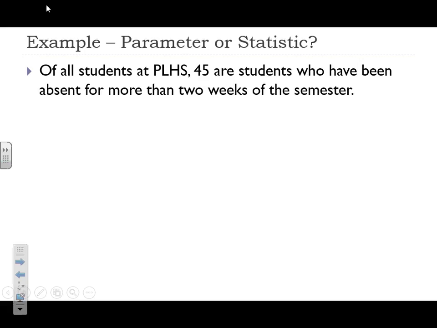What do we think? From the population. How do we know it came from the population? All right. The first phrase here, of all students at PLHS. So they're telling you they looked at every single student. So they looked at every single person in our population of interest, which means this 45 is the exact number of students who have been gone for at least 2 weeks of the semester. Okay, so this would be a parameter because it came from the overall population. Okay with that?